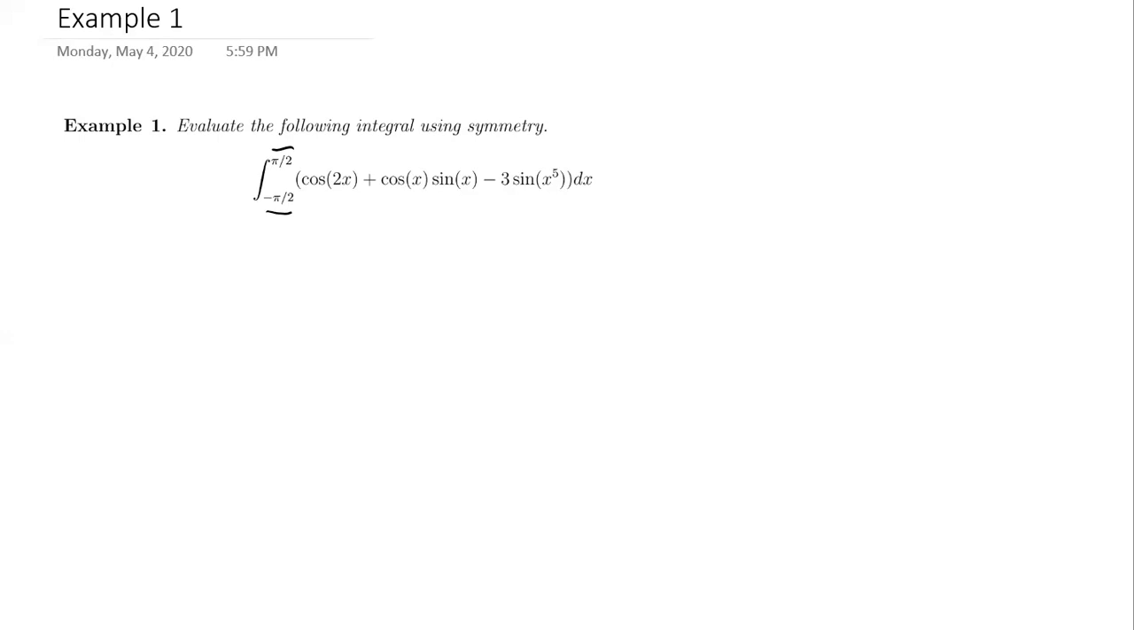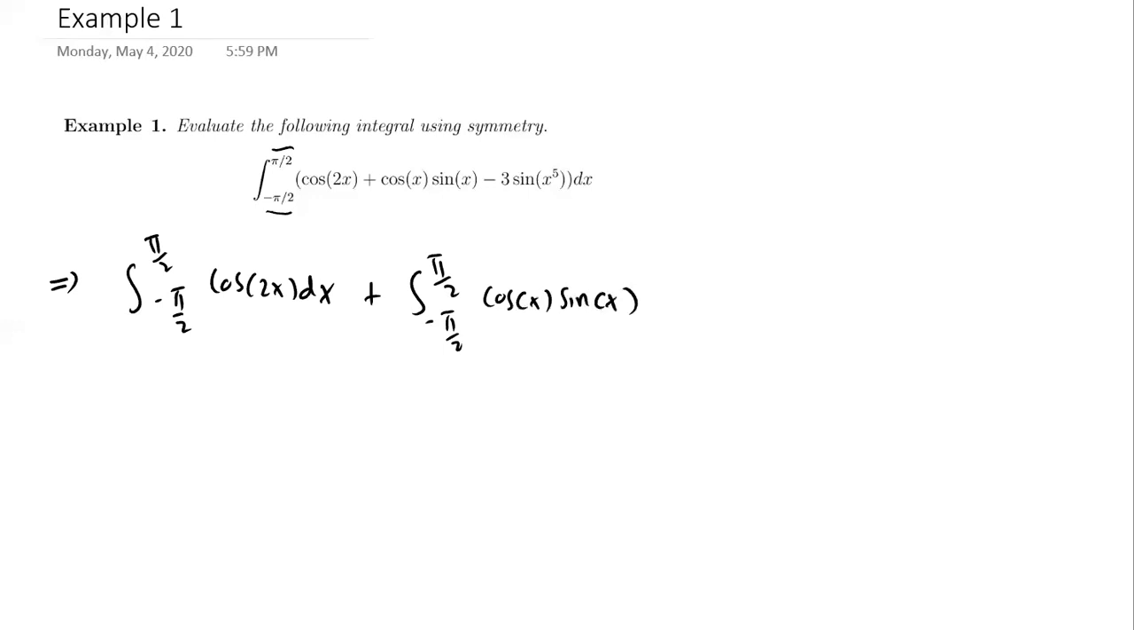At first, we have a sum of different functions. So let's first separate it. Remember, that's one of the properties of definite integrals: you can separate whenever you are adding or subtracting. So we have the integral of cosine 2x dx, plus the integral from negative pi over 2 to pi over 2 of cosine of x times sine of x dx, and then minus the integral from negative pi over 2 to pi over 2 of, actually let's take out the 3. We can move out the negative and the 3. That's another property: whenever you have a constant multiplying the function, you can move it outside the integral, of sine of x to the 5th.